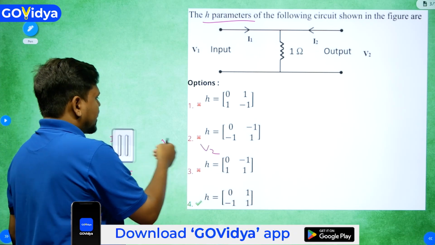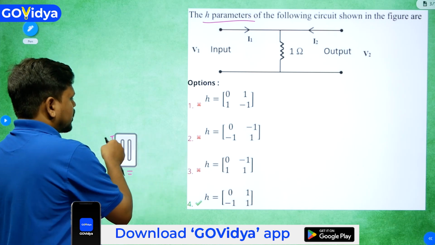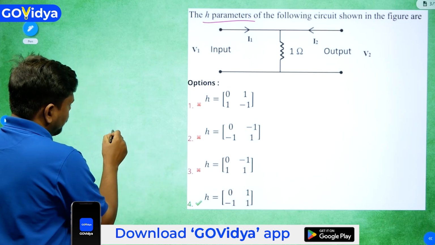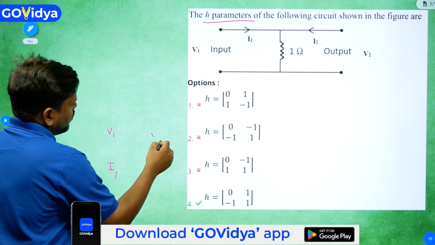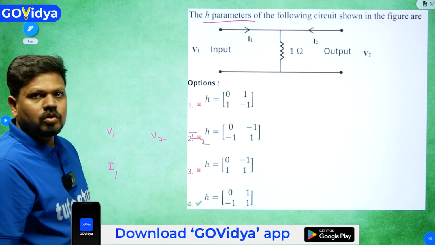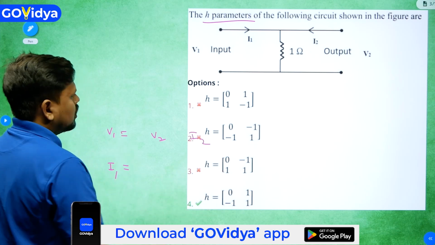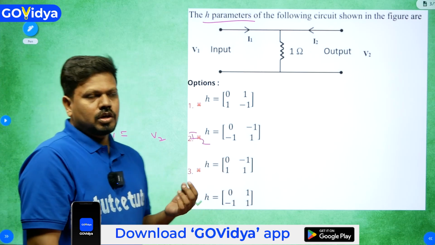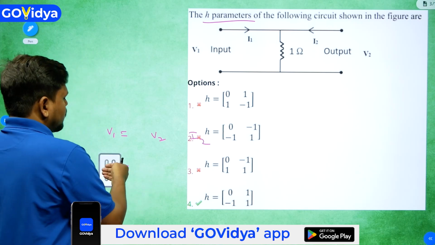Now ABCD parameters means input side, that means V1 I1 on one side and V2 I2 on the other. We have to give it like this. These are equal to, so we need to remember these equations, then we can write them down.